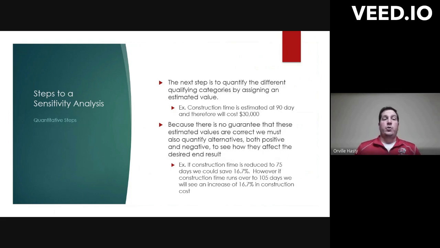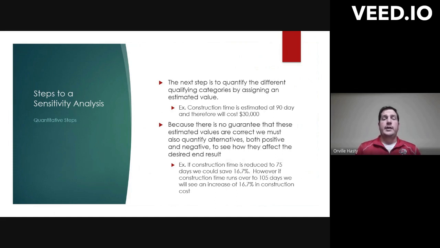Then we need to quantify those different things, all those different categories, by assigning them a value and estimate. This could be that specific quote we got on all those different line items. This can be going back and looking at what the last time we did a project like this cost us. So in our example here, construction time is estimated at 90 days and will cost $30,000. That was the bid that we were given by the contractor in this scenario.